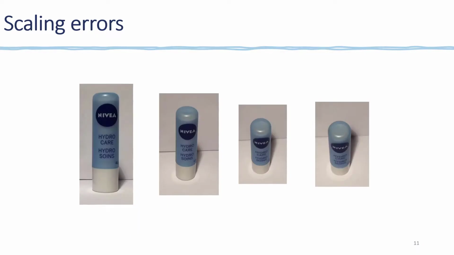Here's another example where the position of the camera changes, and it looks like the size of the chapstick changes, when in reality, it's the same chapstick in each of these 4 pictures, it's just taken from a different angle.